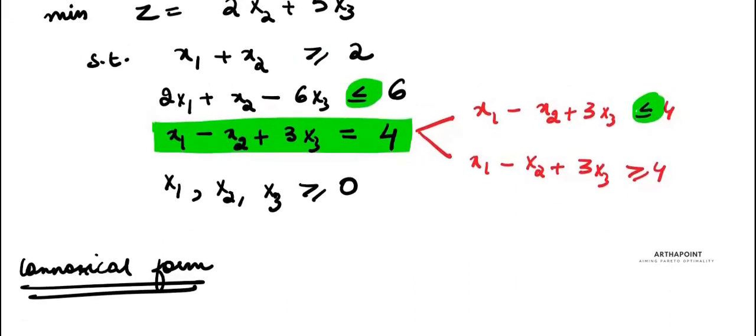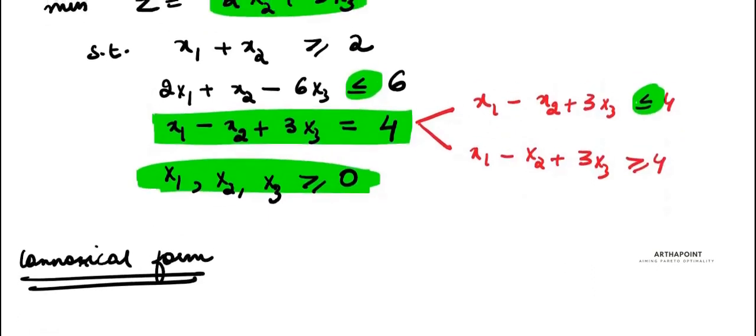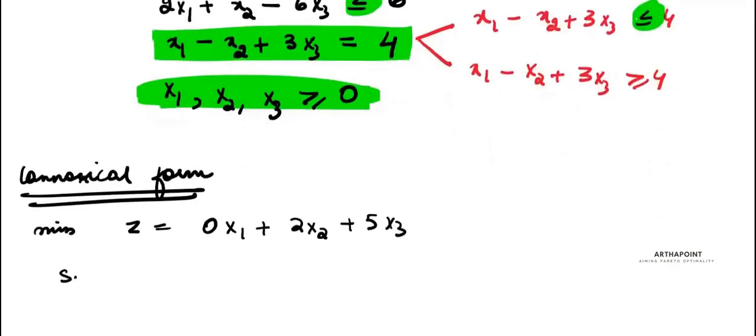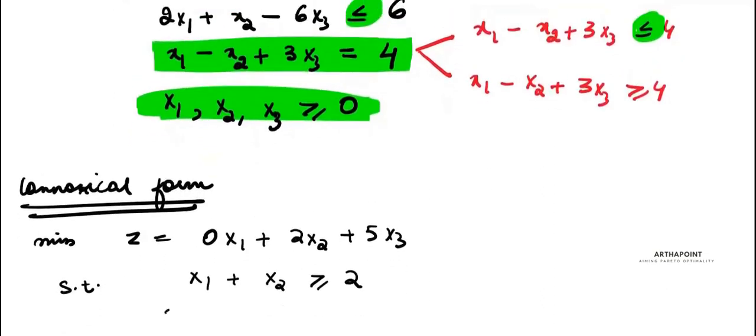So writing the canonical format, first of all, there are three variables, x1, x2 and x3, and here there are just two variables in my objective function. This means that x1 would have had a coefficient of 0. So I get, I'm minimizing z equal to 0x1 plus 2x2 plus 5x3. And then subject to, the first equation is correct, x1 plus x2 greater than equal to 2. The second equation is incorrect, so I will multiply with -1 throughout. So minus 2x1 minus x2 plus 6x3 greater than equal to 6.